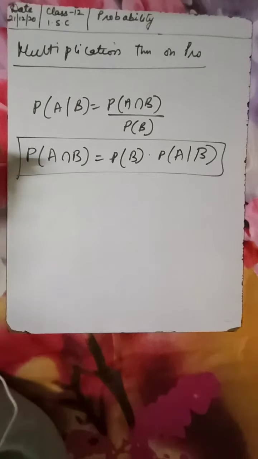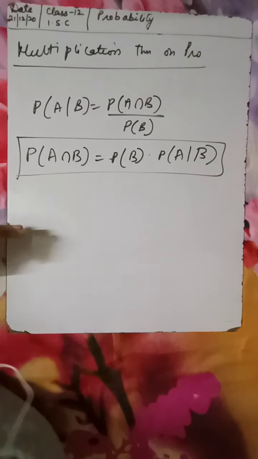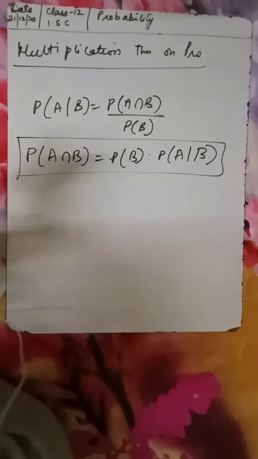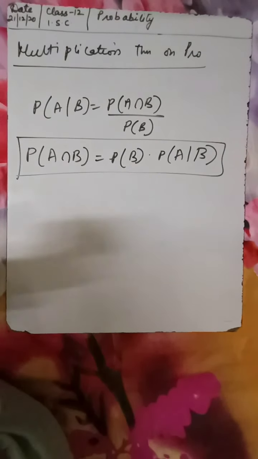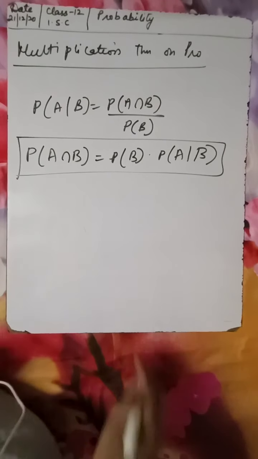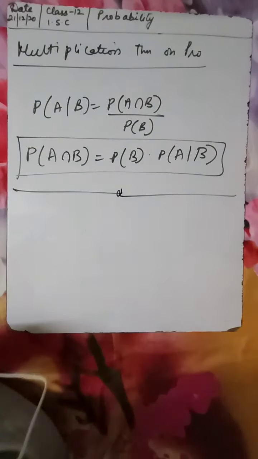Okay, it can be extended for 3 events also. We have considered 2 events, that is A and B. It can be extended for 3 events also. For those 3 events, please see the book. So this is all about the multiplication theorem on probability.